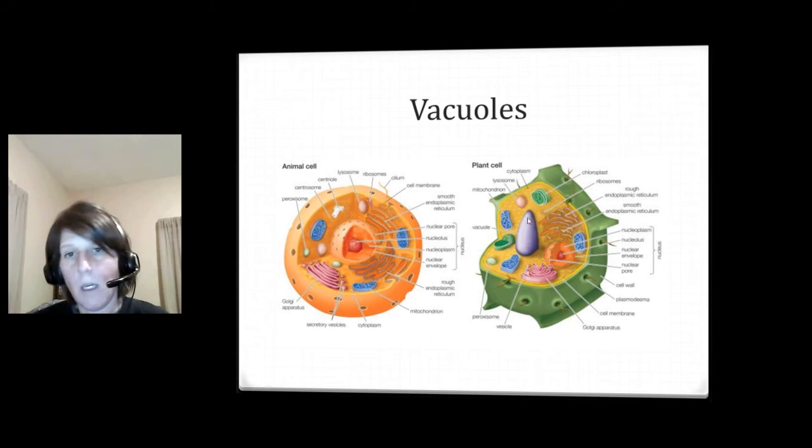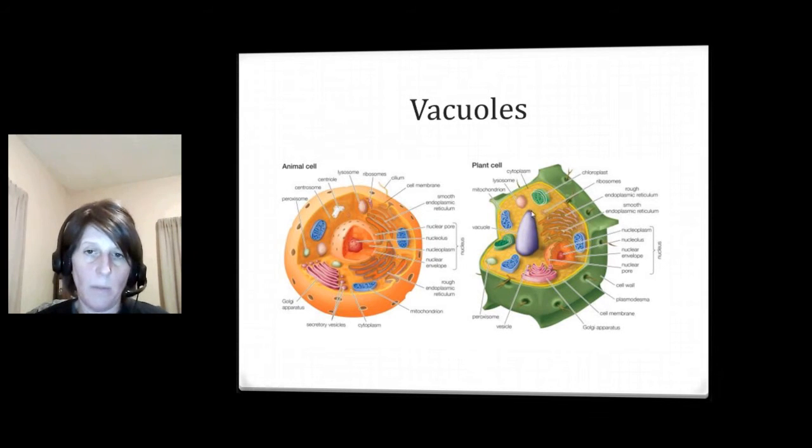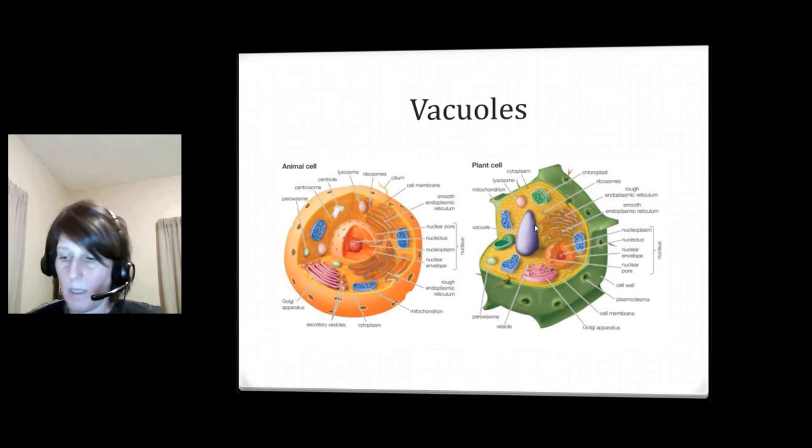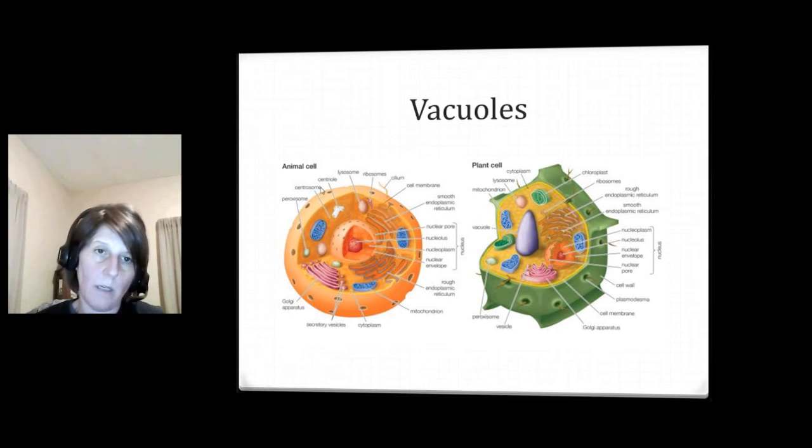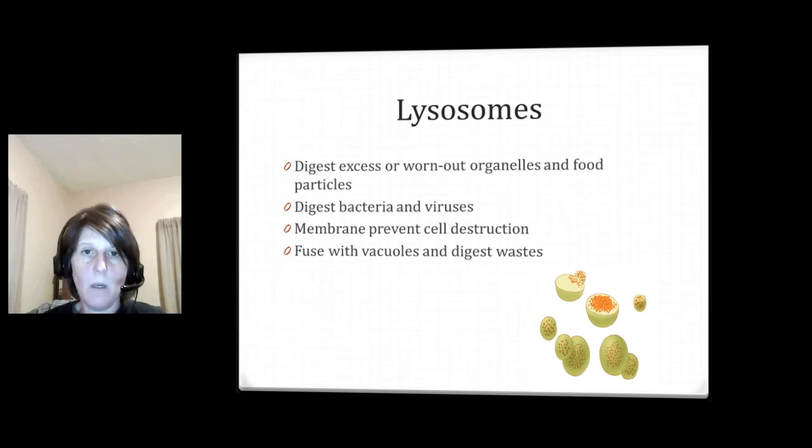Vacuoles. Here in our plant cell, we'll take a look at plant cells. We have this very large vacuole, and what this vacuole does is it stores things such as food and enzymes and other materials needed by the cell, such as water. Some vacuoles also store waste products. Now I want you to take a look here at our animal cell, and you're not going to see a vacuole typically in an animal cell, and if you do, they're much smaller in size than in plant cells.